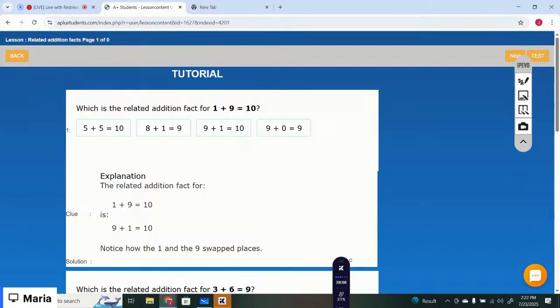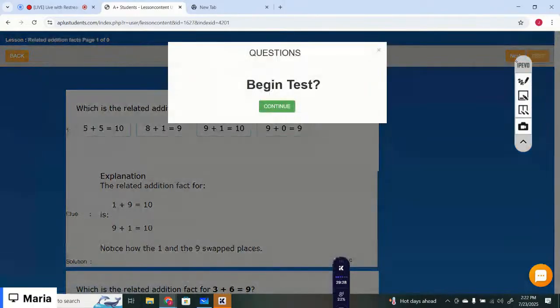Which is the related addition fact for 1 plus 9 equals 10? Related addition facts are the ones that have exactly the same numbers, they just swap their places. We're given 1 plus 9 equals 10, so the swapped one is 9 plus 1 equals 10. Okay, let's just start with the test questions.